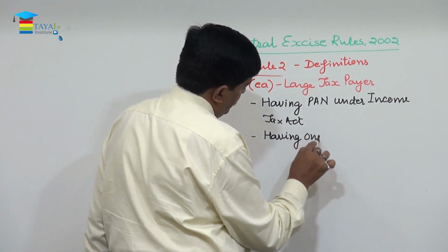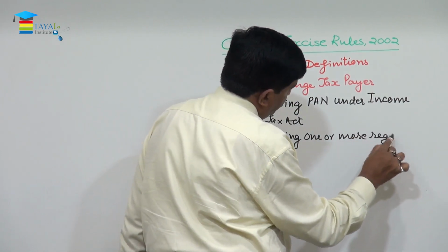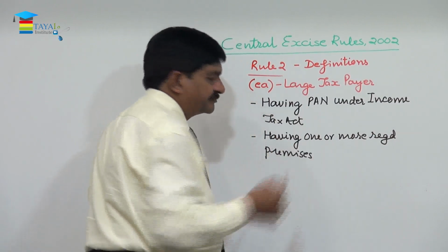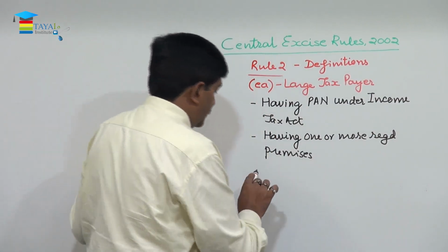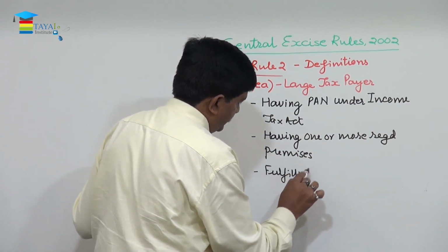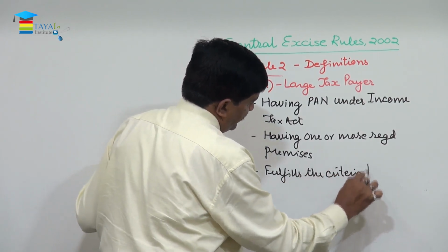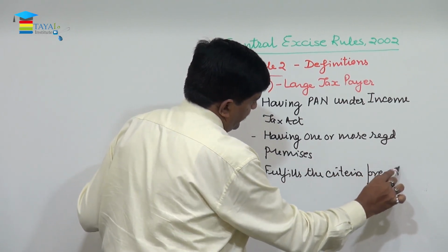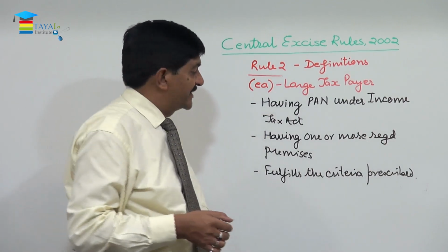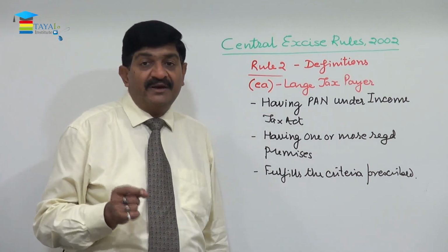Requirement number two, having one or more registered premises. Requirement number three, fulfills the criteria prescribed. So three things are there. Number one, who is having the permanent account number under the Income Tax Act. Number two, who is having one or more registered premises. Number three, who is fulfilling the criteria laid down.